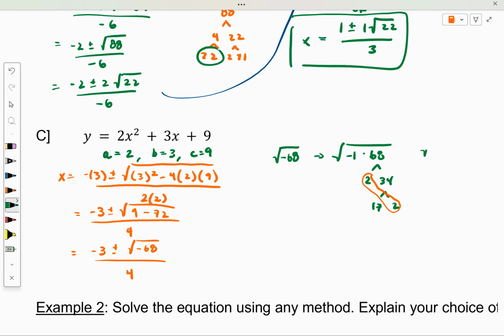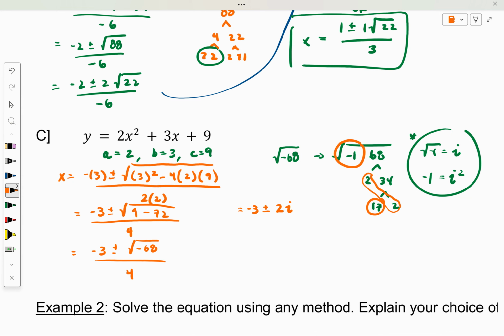With the square root of negative 1, if you remember, it's going to be equal to i, and then i squared is going to be equal to negative 1. So this is just a fact you'll have to remember now that we could square root negative numbers. But again, square root of negative 1 is i. So what we'll have here is negative 3 plus or minus, well, we have the 2 on the outside, and we also have the i from the negative 1. So what's left over? It's just that 17, so it's going to be 2i square root of 17, and it's all over 4. So this you could put as your final answer.